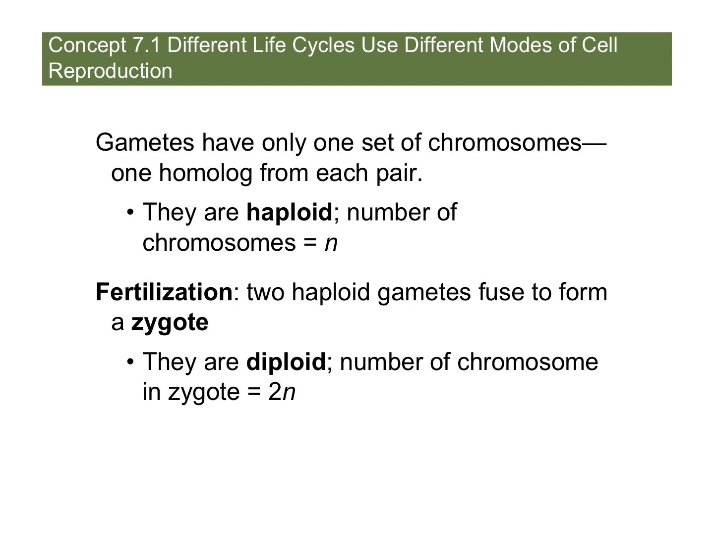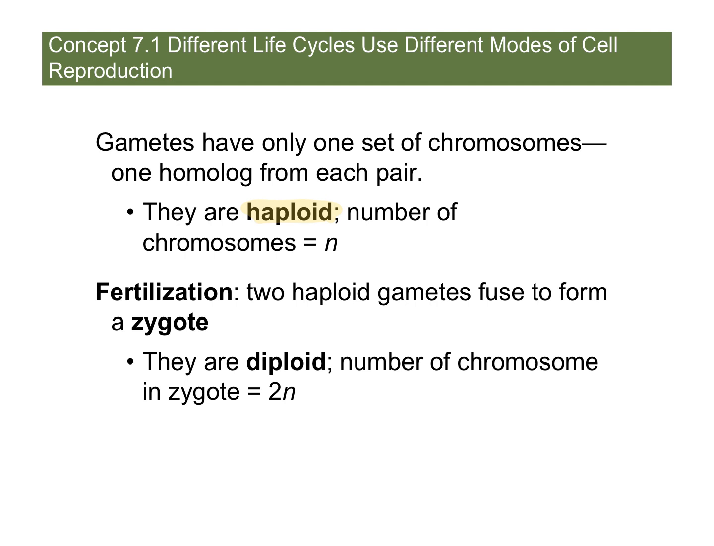Gametes have only one set of chromosomes, one homologue from each pair. They're what are known as haploid cells. They will contain half the number of chromosomes and therefore are designated as N.